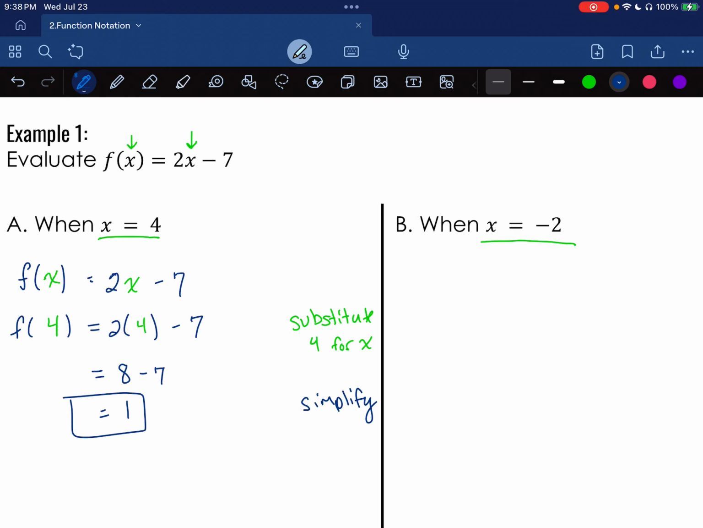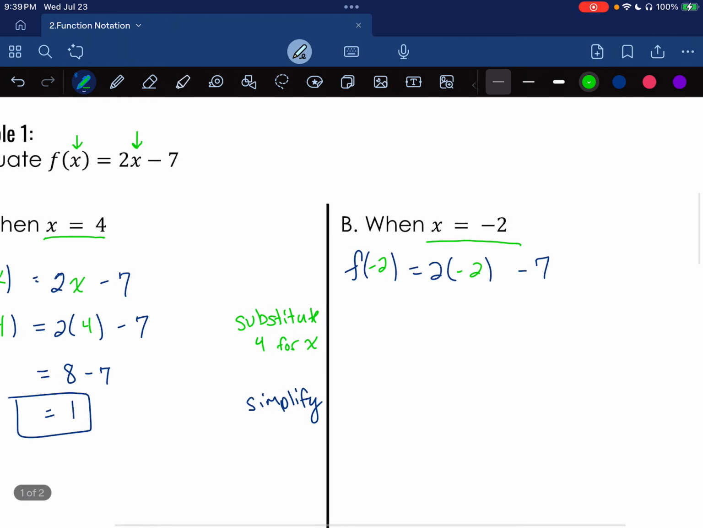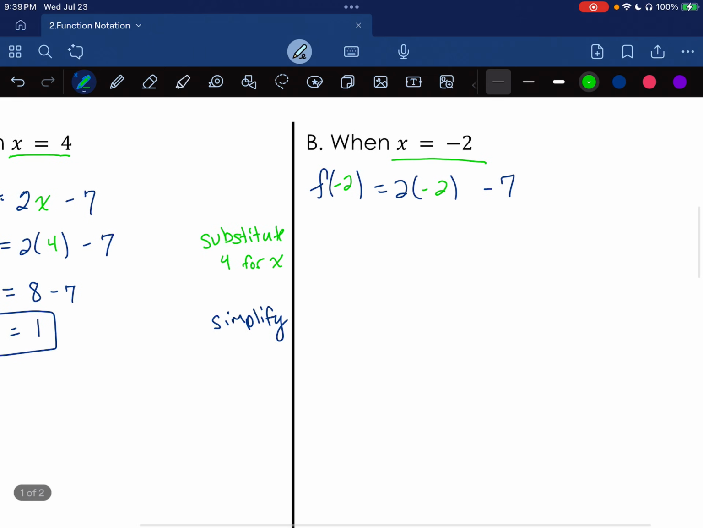Similarly over here, where there used to be an x, I'm going to put negative 2. So f of negative 2. That's so nice because it tells me I took my function f and I'm plugging in negative 2. Same kind of thing, I'm making my substitution, substituting negative 2 for x. And then I'm going to simplify. So this will be negative 4 minus 7, which is going to be negative 11.